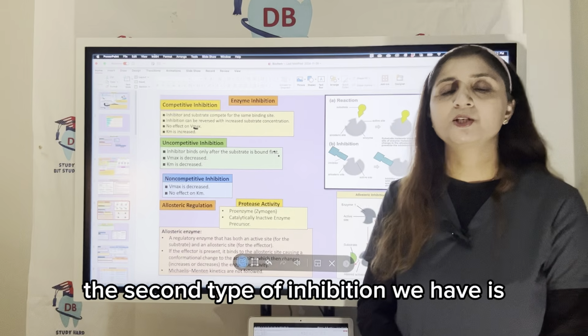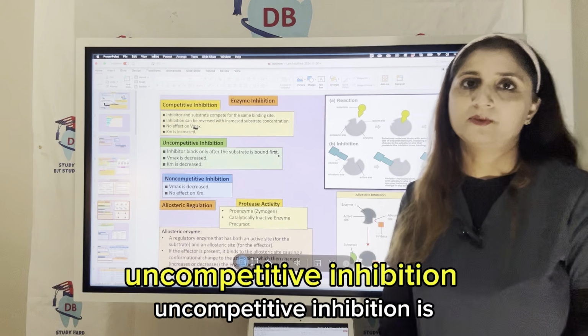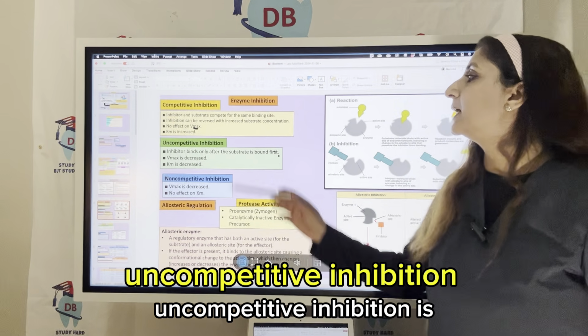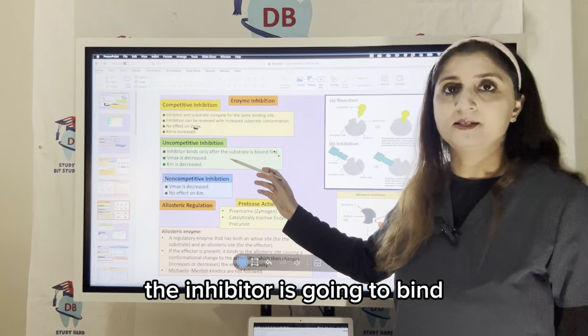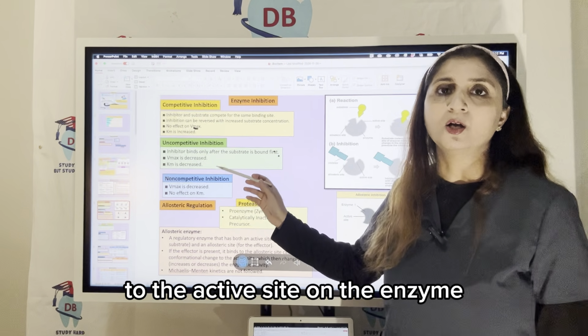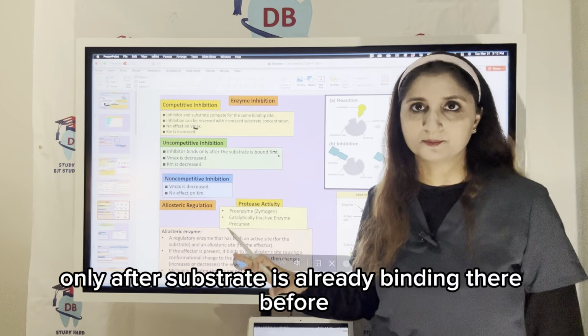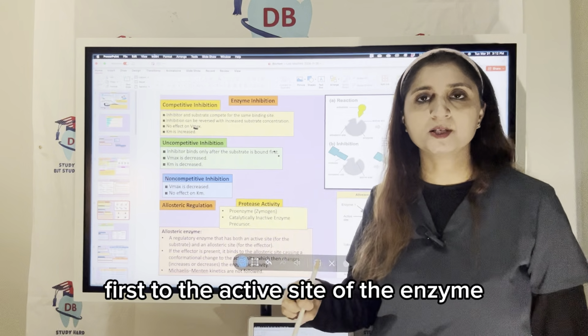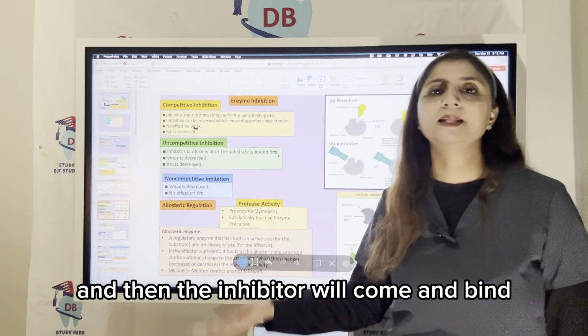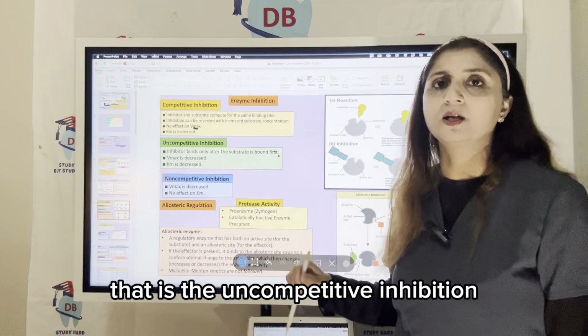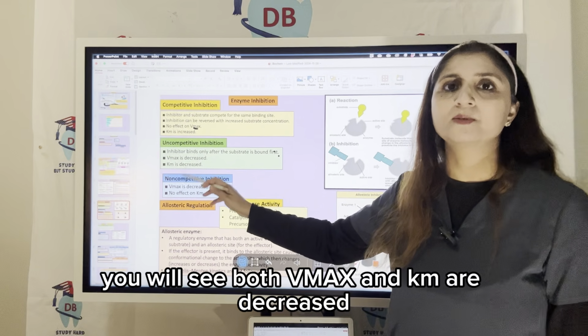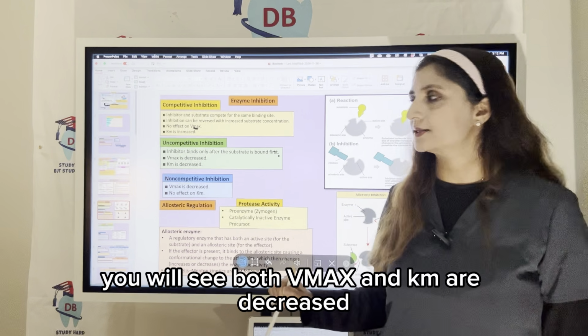The second type of inhibition we have is uncompetitive inhibition. In uncompetitive inhibition, the inhibitor is going to bind to the enzyme only after the substrate is already bound there before. So the substrate has to bind first to the active site of the enzyme, and then the inhibitor will come and bind. So that is the uncompetitive inhibition. In uncompetitive inhibition, you will see both Vmax and Km are decreased.